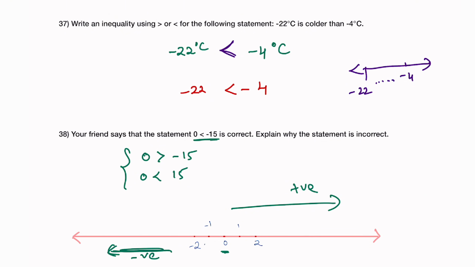0 is never, never less than any of the negative numbers. So be careful. Don't make the mistake that your friend is making. Teach something to your friend. Maybe your friend can also watch these videos with you so that your friend does not make this kind of mistakes.